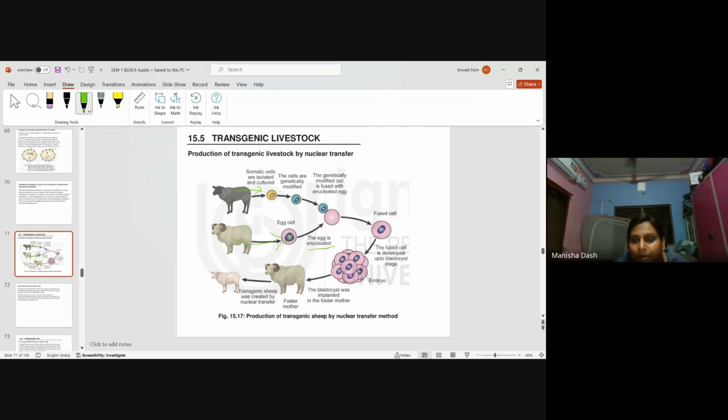So these two cells are fused, and the fused cell is developed up to the blastocyst stage. You know how the development occurs: the morula, then the blastula, then the gastrula stage comes. They are usually grown up to the 16-cell blastula or blastocyst stage. Then the blastocyst is implanted in the surrogate or foster mother. Whatever child is born will have the genetic qualities you have modified. So this is now a transgenic animal, created by nuclear transfer.